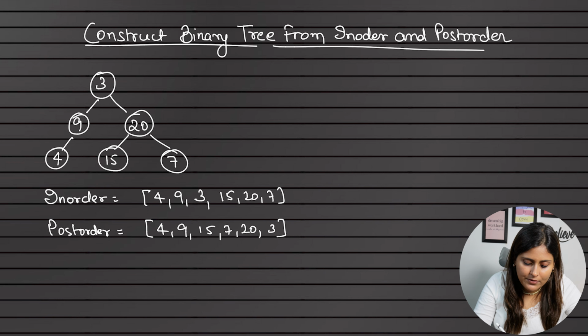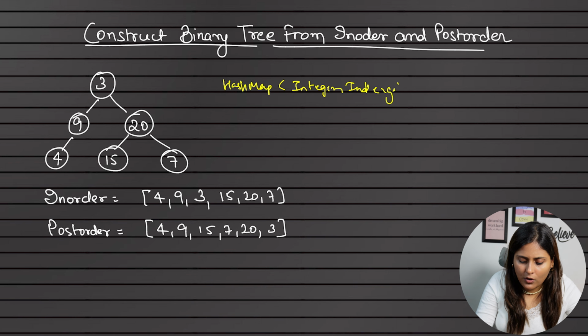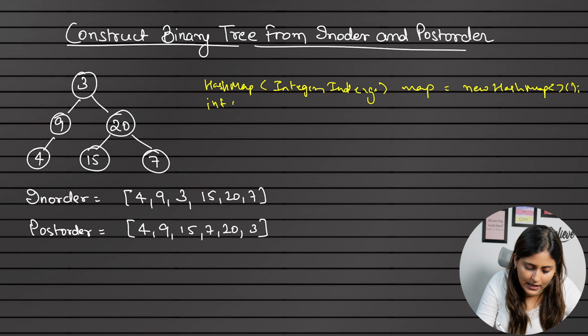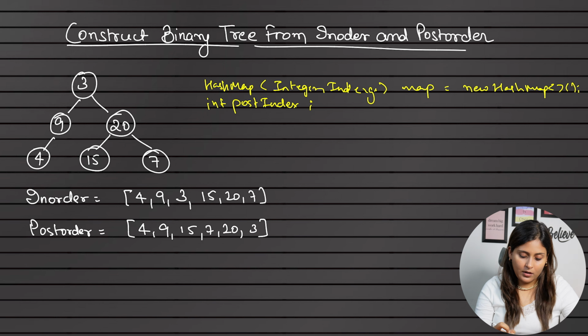So what we'll do, first we'll make a hash map to store our elements' indexes, of type integer. Okay, let's call it map, new HashMap. And post index we have to initialize, correct? Post index will take care of every root from the post order traversal list.